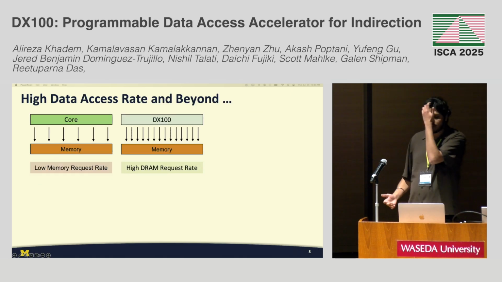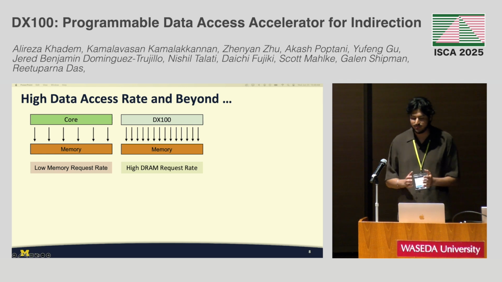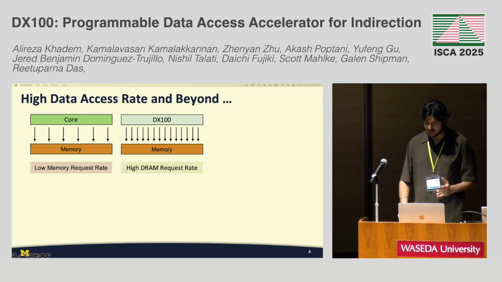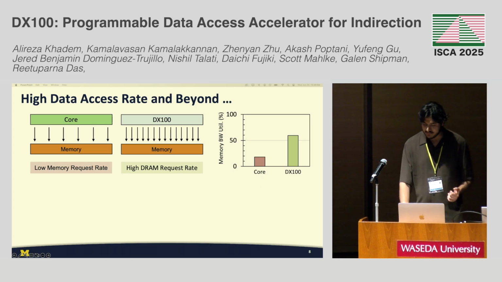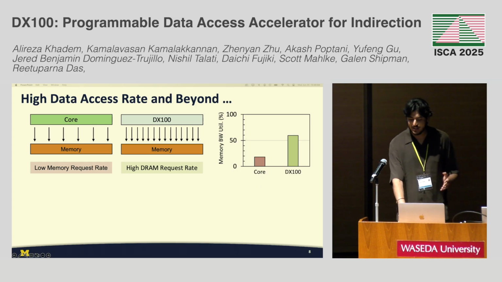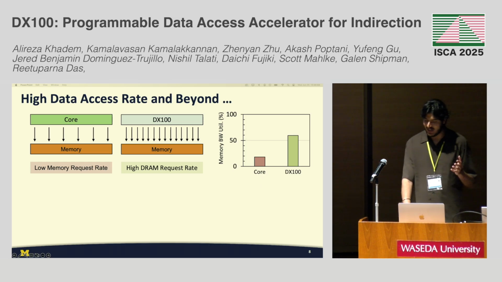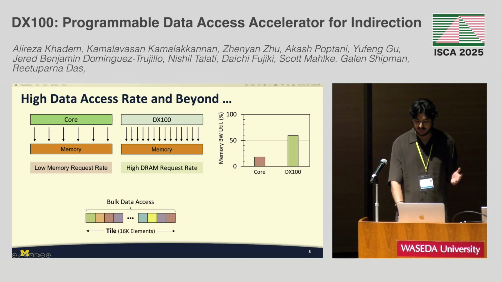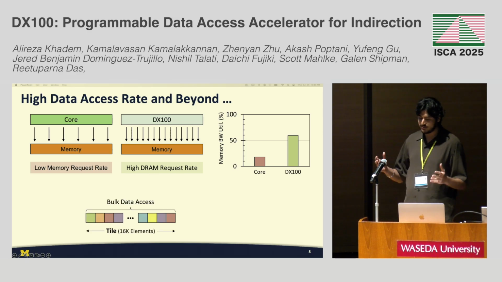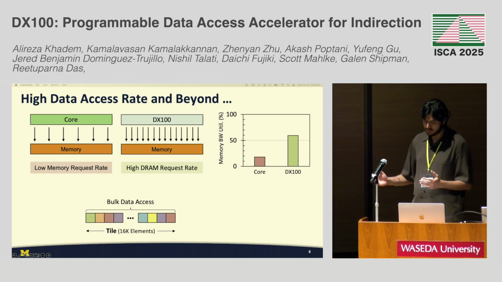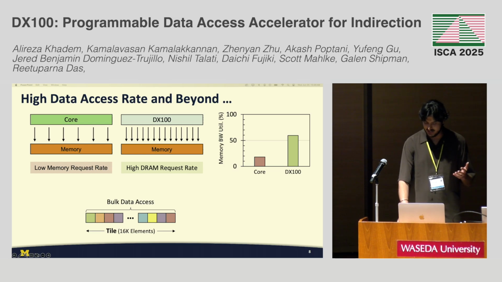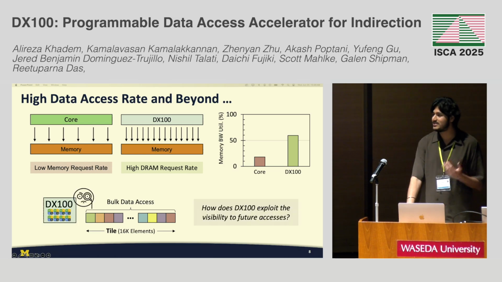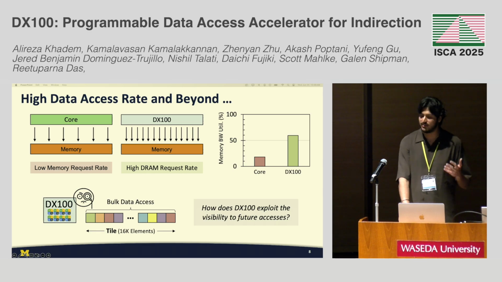With all the optimizations, we see that we have a very high DRAM request rate, and we also improve the memory bandwidth utilization. In this design, the core offloads a bulk of data accesses at tiled granularity. For example, a group of 16,000 elements at the same time. This approach gives DX100 future visibility. Let's see how DX100 utilizes the future visibility.